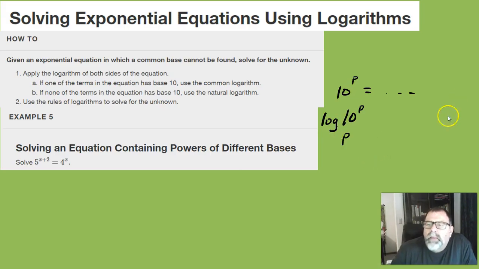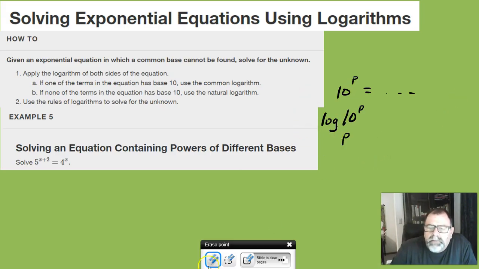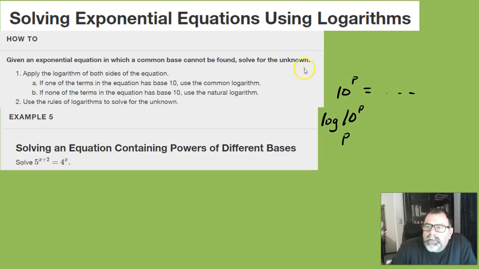Okay? And the reason they're just giving you two choices for the base is because most calculators just have base 10, the common log, or base e, the natural log. And then once you do that, you're going to use the rules of logarithms to solve for the unknown. All right, so here we go.